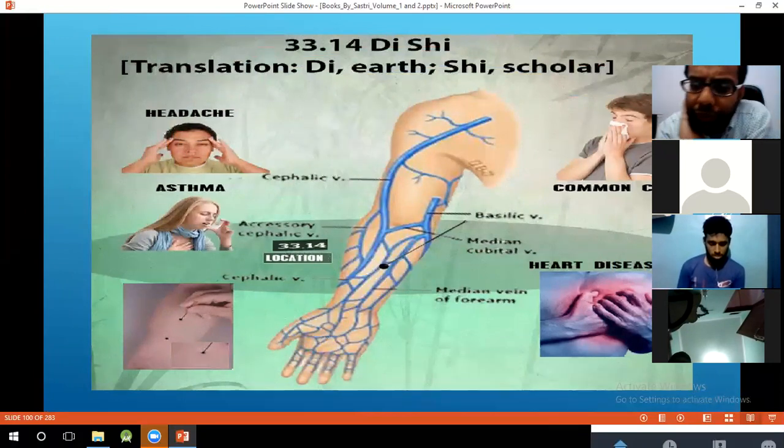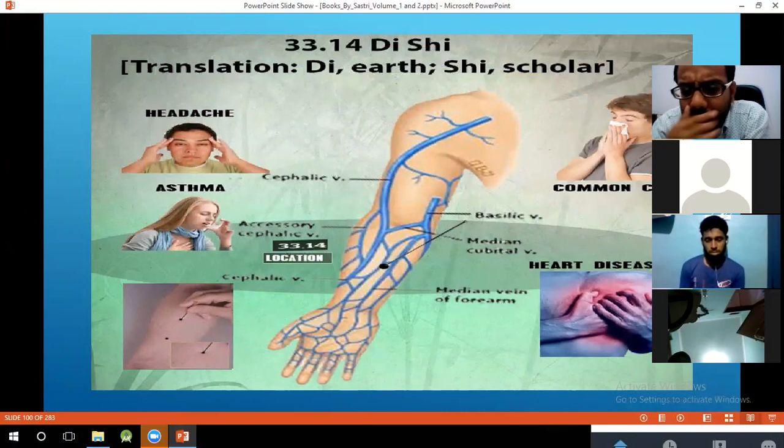Then comes 33.14. So you combine 33.14 with GB31 and 32. It gives immediate relief from cough, cold, and other problems. Also, it gives you very good relief in asthma and headache.